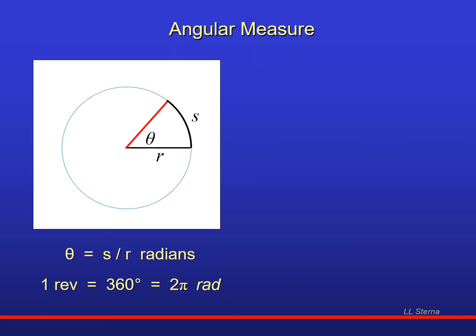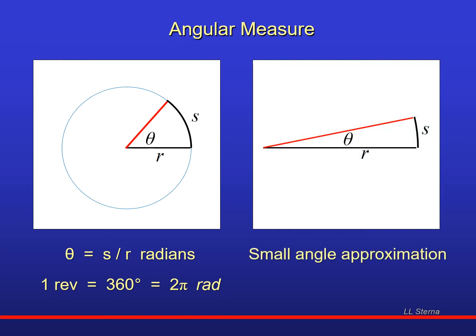Now, I want to talk about something called the small angle approximation. It's going to be very helpful when we describe angular magnification. So I've got a radius. It's much bigger than the arc length s. There's the angle theta. What is the small angle approximation?